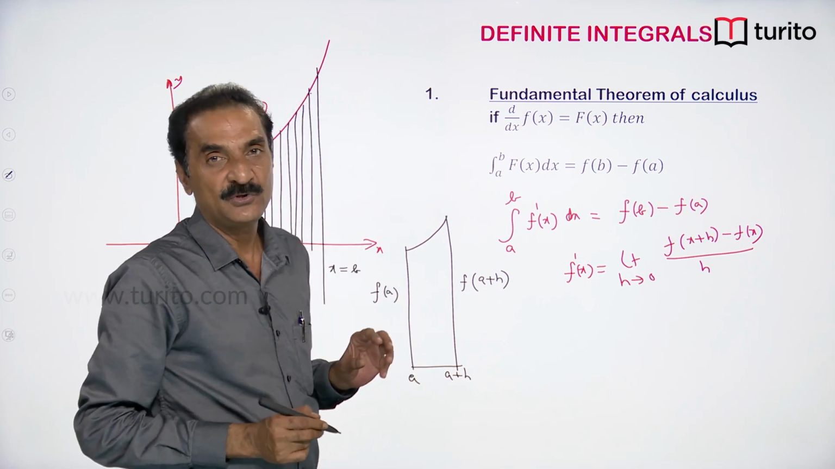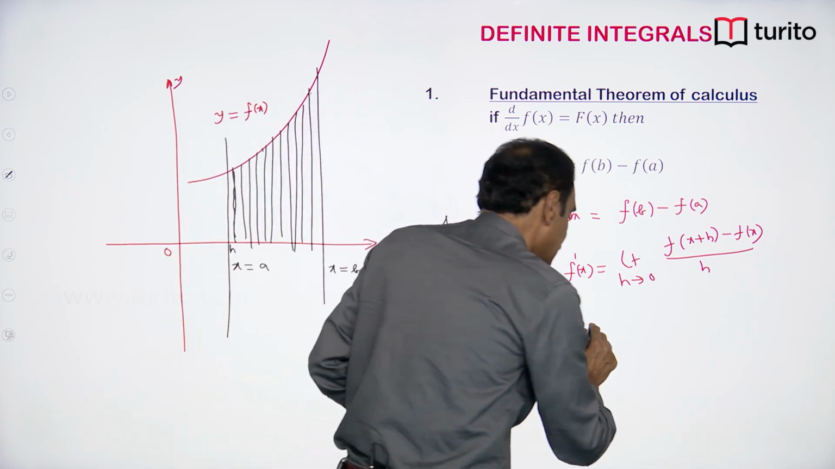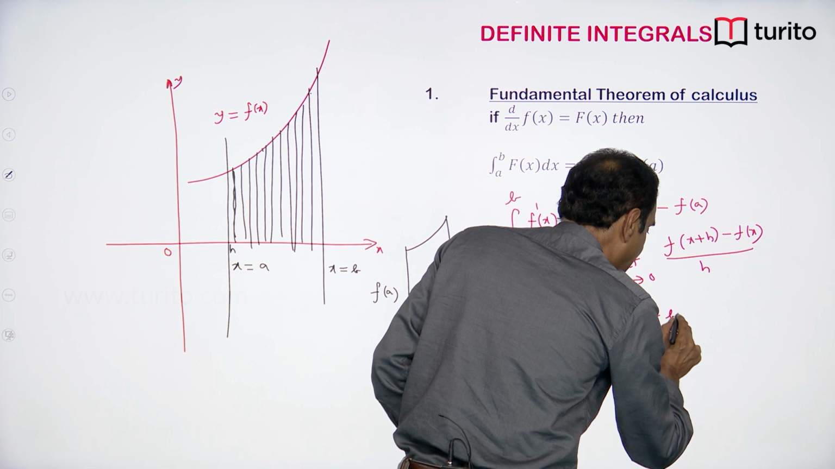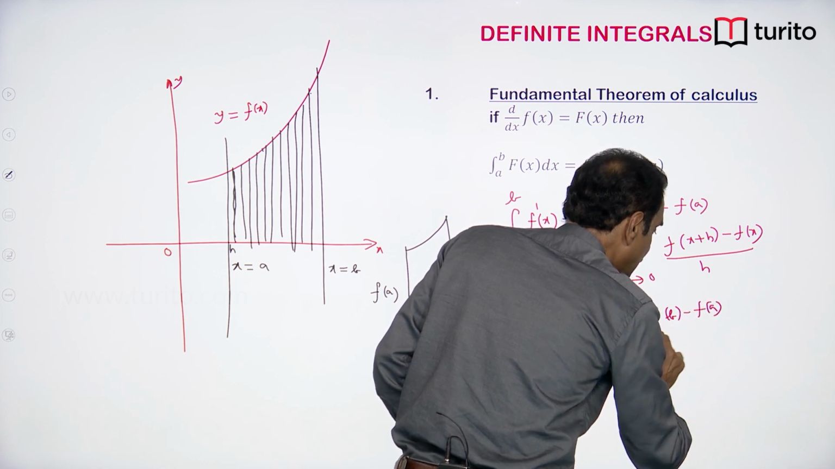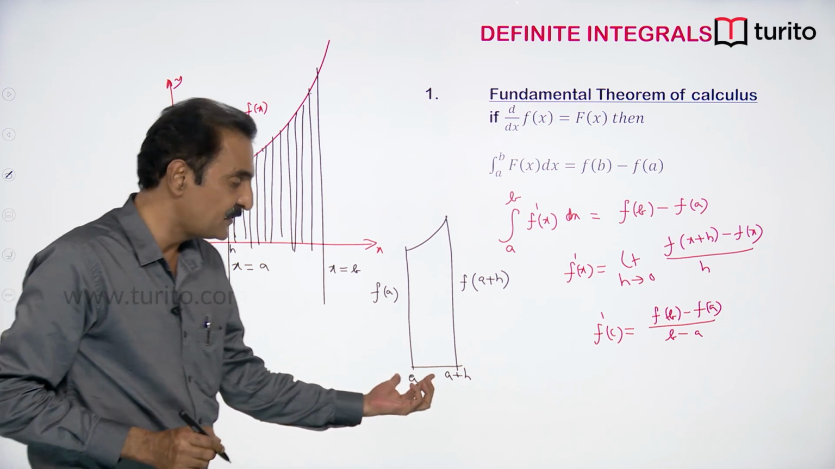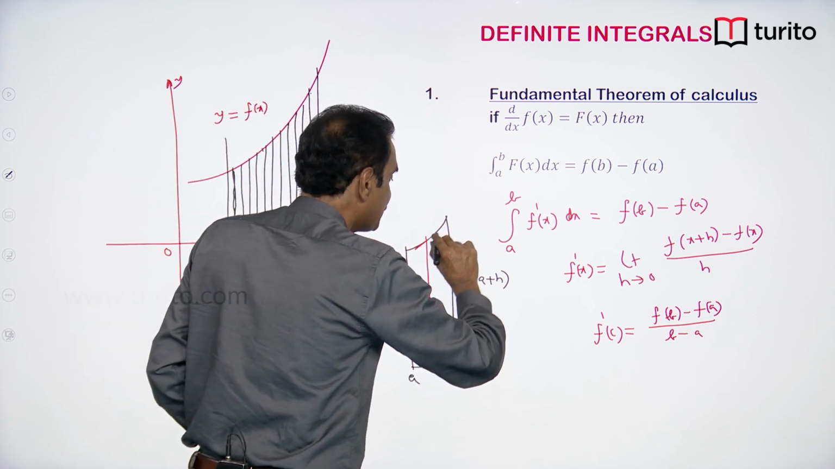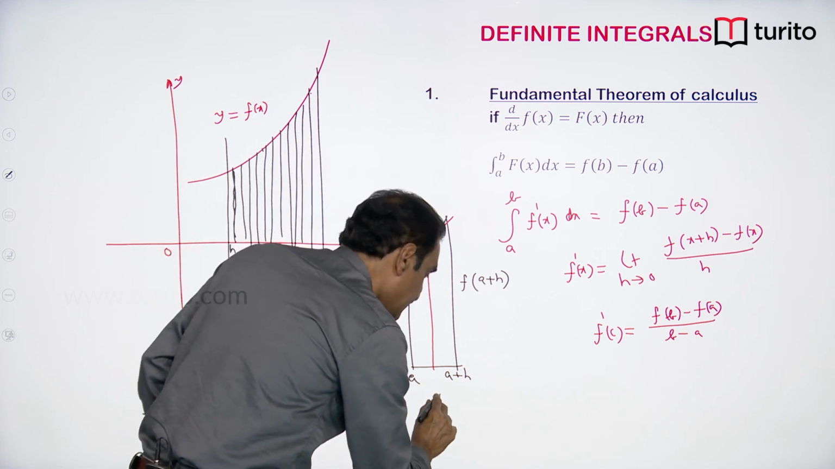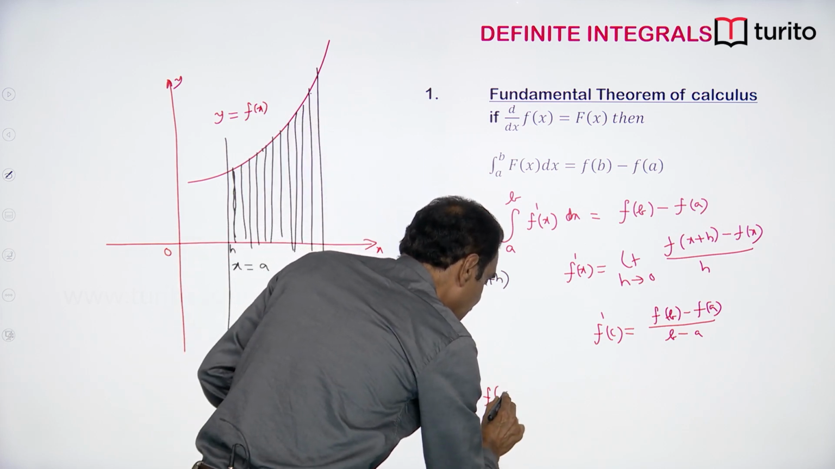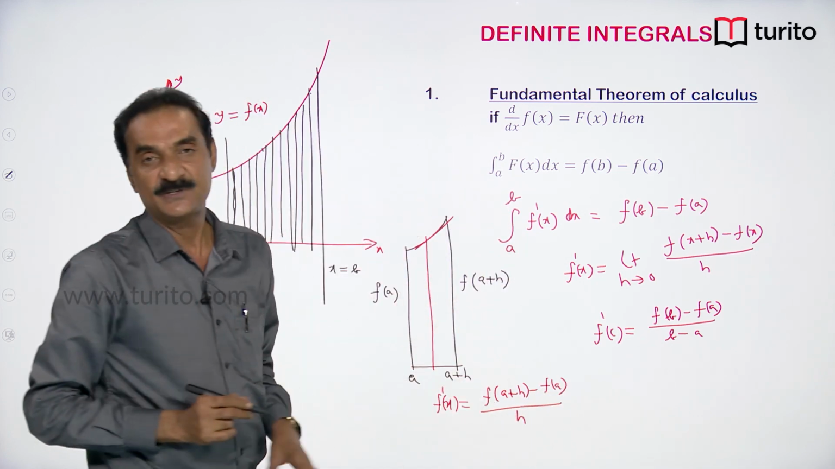And also by mean value theorem, you know that if a function is differentiable in an interval a to b, then there exists at least one c such that f dash c is equal to f of b minus f of a by b minus a. So in this interval a to a plus h, h is very small. Now there will be an f dash x, slope of this curve, such that f dash x is equal to f of a plus h minus f of a by h, is it not?